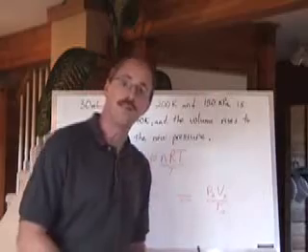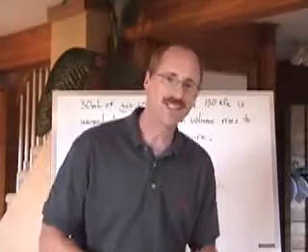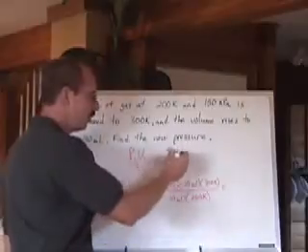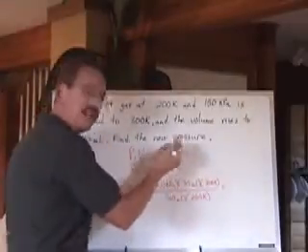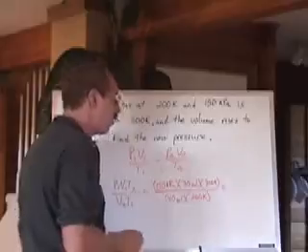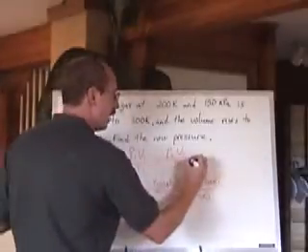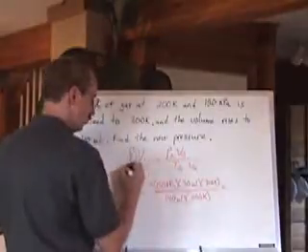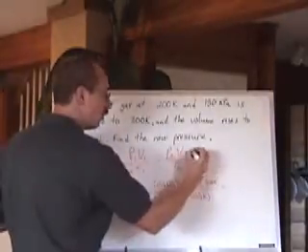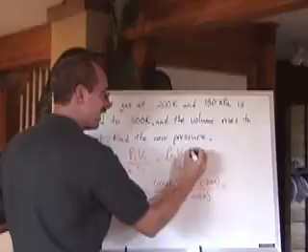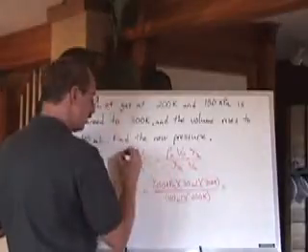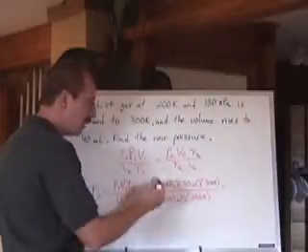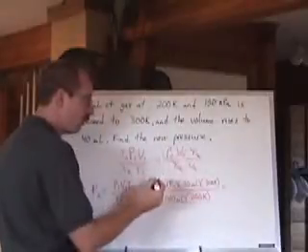Now let's plug in the numbers. Here's your combined gas law formula. There it is right there. P1 V1 over T1 equals P2 V2 over T2. We're solving for P2 here, the new pressure. So we have to divide each side by V2 to get rid of the V2s. And we have to multiply each side by T2 to get rid of the T2s. So you see, that's how you do that formula manipulation in order to solve for P2.